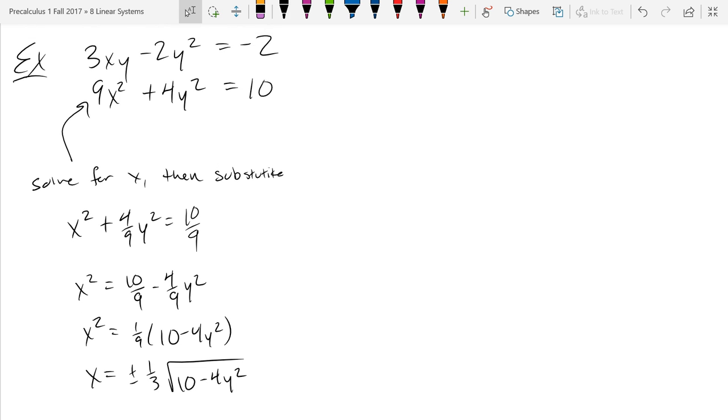So we can solve for x, but it's going to be a little bit ugly when we plug it back in. And the other issue is we have a positive and a negative version. So when we substitute it in, we're going to have two separate equations that we're going to make, one for the positive, one for the negative. So we operate on the second equation, so what we're going to do is plug this into the first equation.